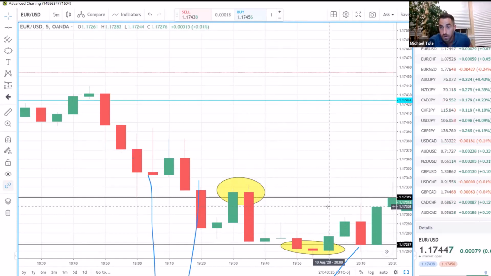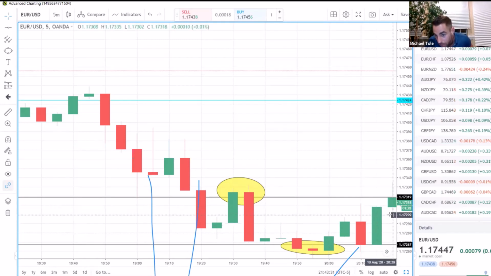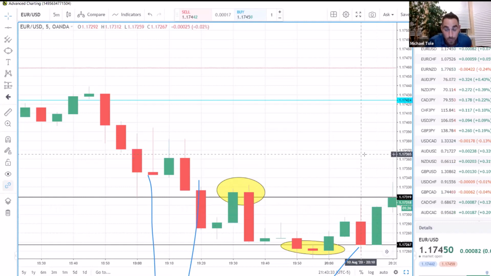Buyers are in control. You have an uptrend with the setup. If you have an uptrend with the setup, what color does your action need to be? That little wick portion, when that was happening, it needed to be red. It was red. So uptrend with the setup.